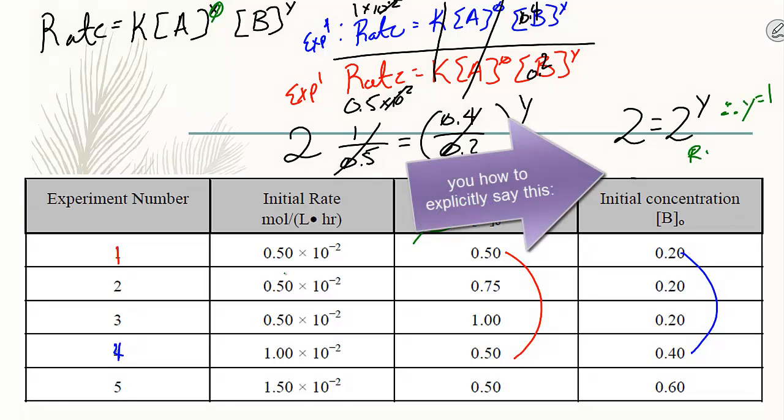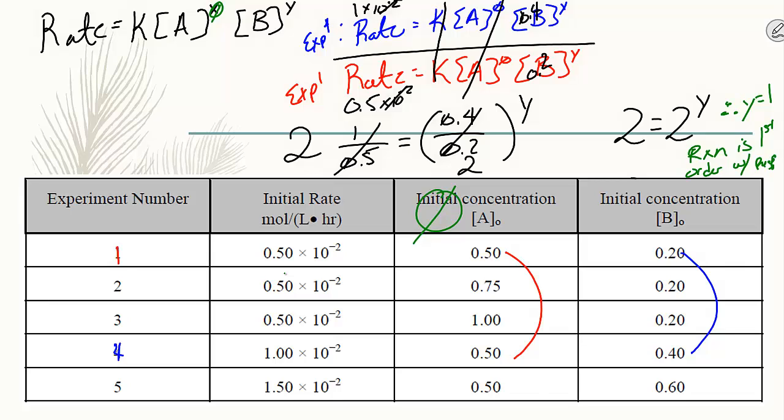So the reaction is first order with respect to B. And yes, you would have to write that out. You can't just come in here and put a 1.